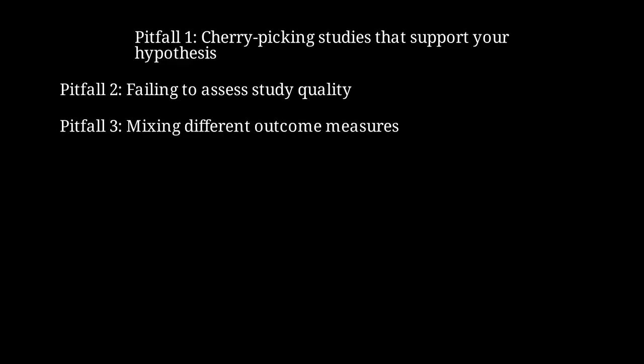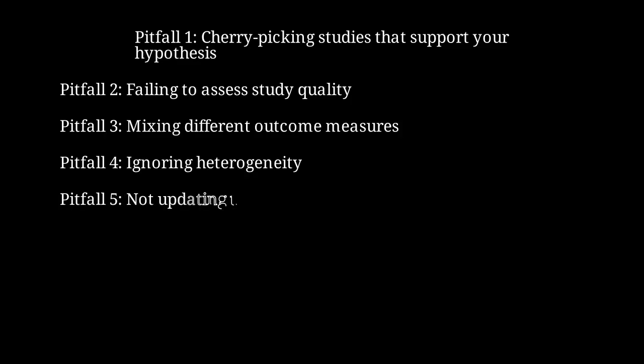Third is mixing different outcome measures as if they're equivalent. Quality of life is not the same as mortality. Fourth is ignoring heterogeneity and combining studies that are too different. Fifth is not updating your literature search before publication. New studies may have appeared.